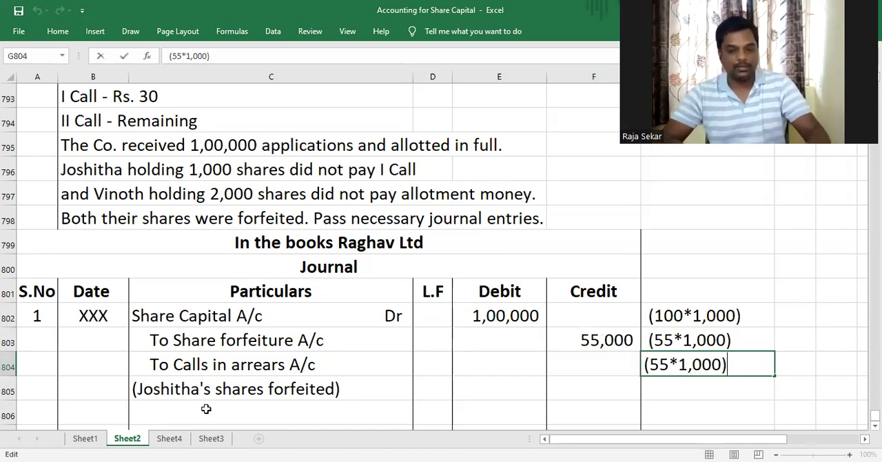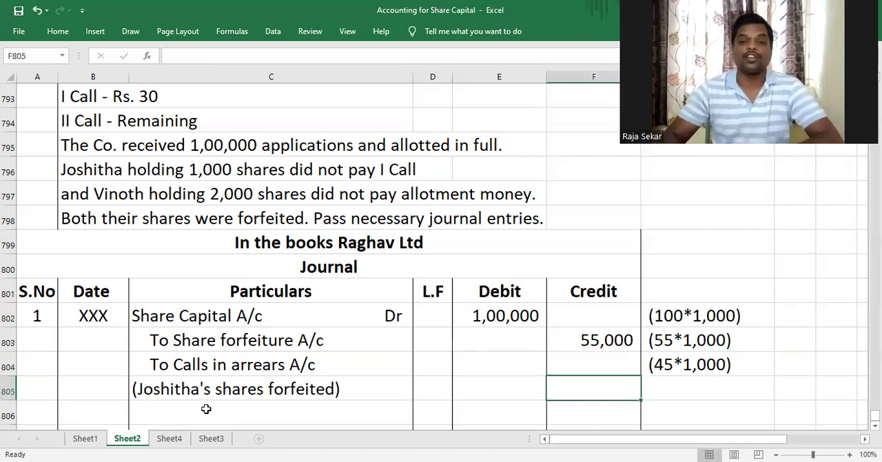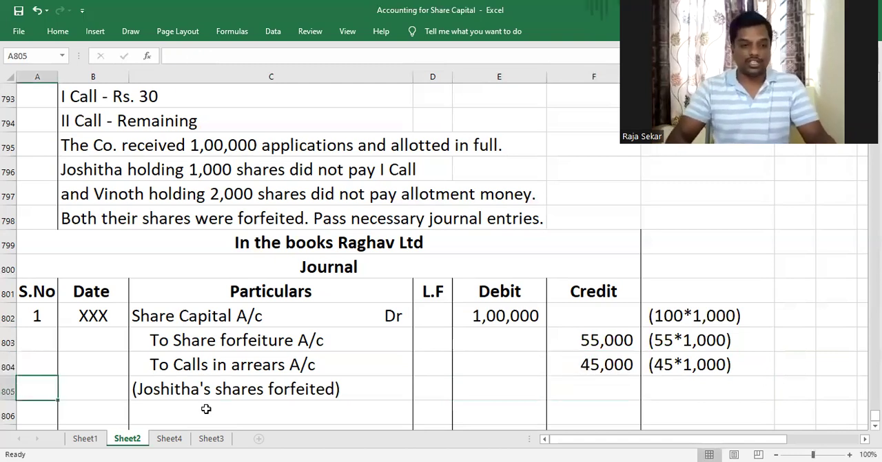And calls in arrears will be credited with the amount called up but not yet paid. What is the amount called up? 100. Out of that, how much is not yet paid? Application and allotment money has been paid. First call and second call has not been paid by Joshita, so the first call is 30 plus second call 15, which is 45. So that makes it 45,000. So now we have forfeited Joshita's shares.